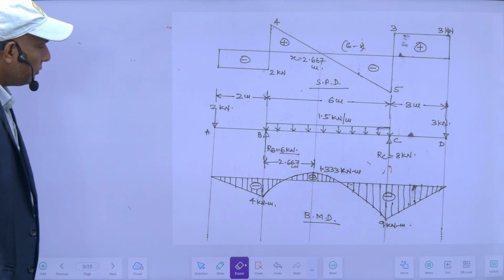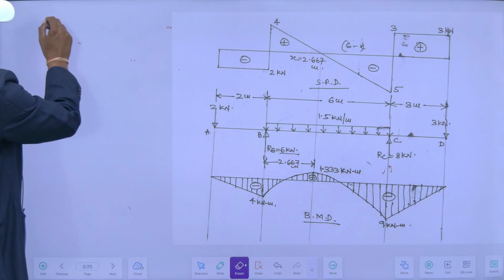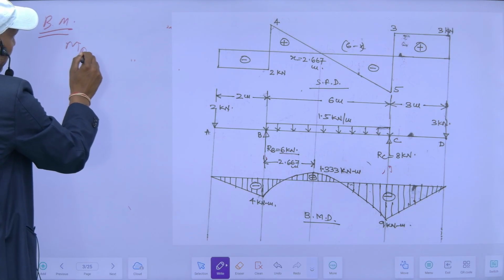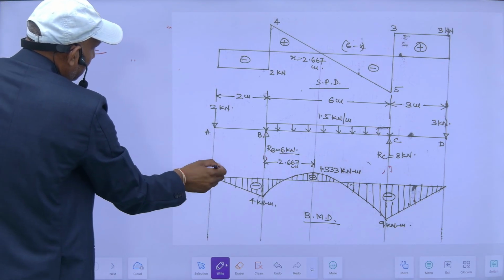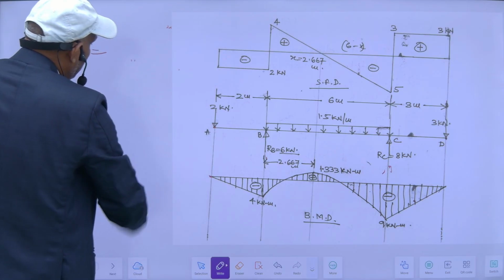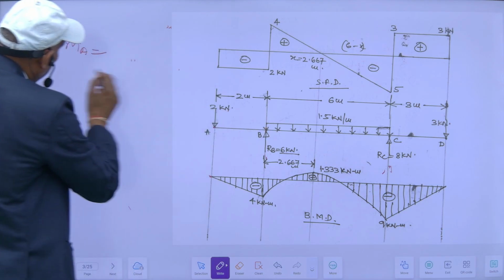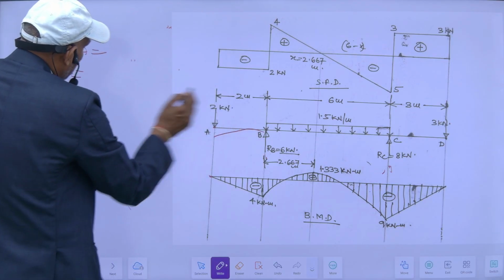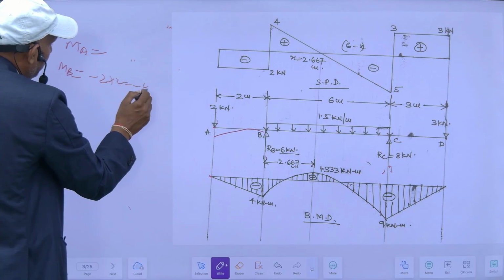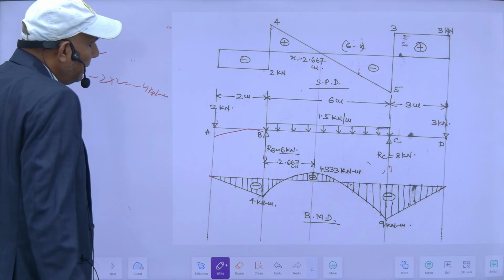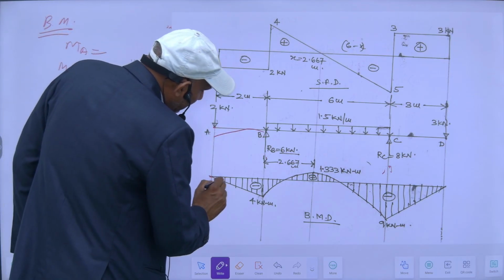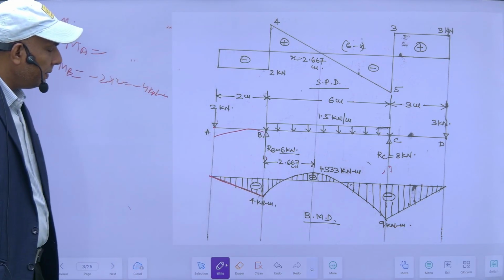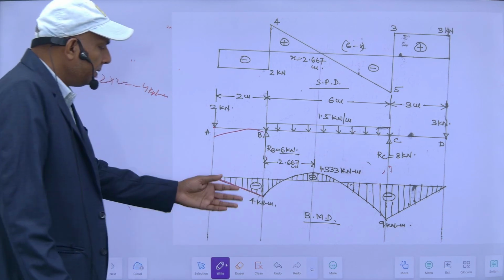So let's start from A. My bending moment MA is equal to 0 here, since at this point my bending moment will be 0, and at B it will be hogging. This will act like this, so it will be hogging, 2 into 2. So it will be minus 4 kilonewton meter. And it will be linear. In case of vertical concentrated load, my bending moment is an inclined line, it's linear.